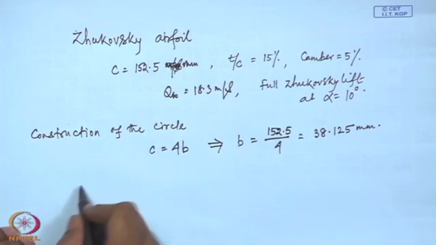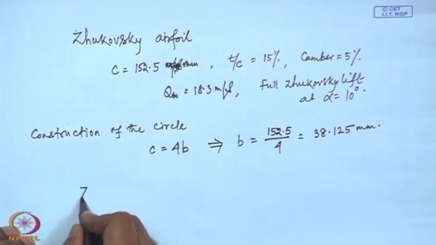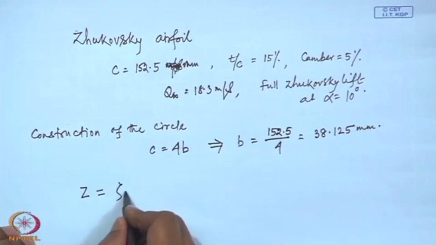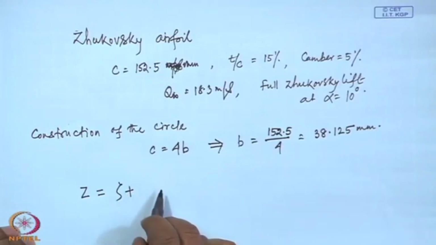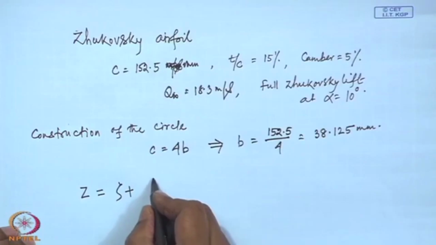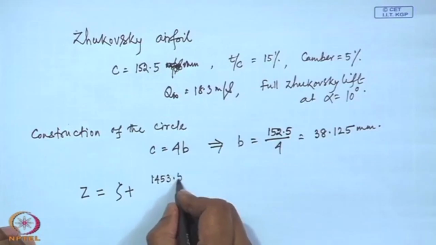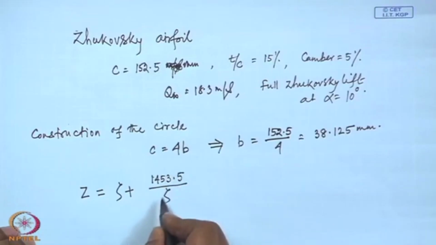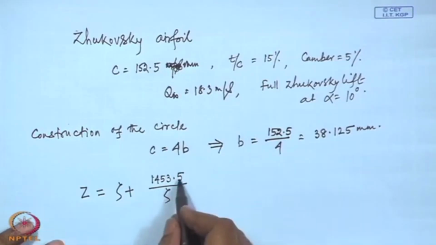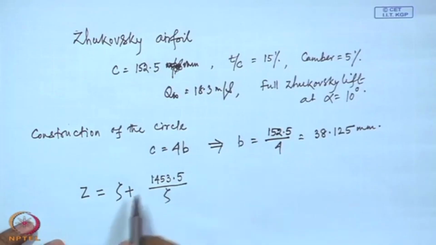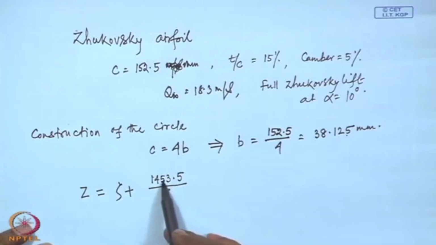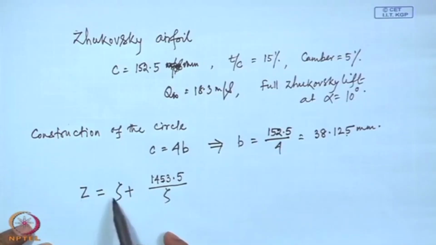And the Joukowski's transformation becomes z equal to zeta plus b square by zeta. B square becomes 1453.5. This is what is b square. But you should notice these things. We have used millimeter for b, implies that now this z, zeta also have to be in millimeter.